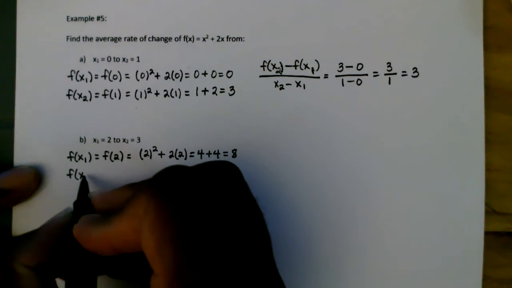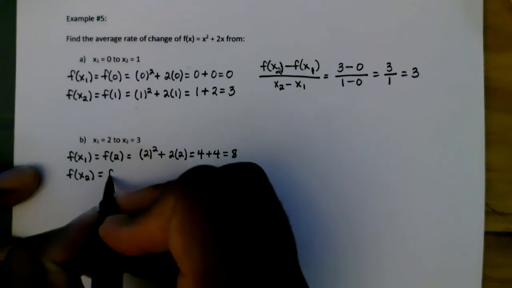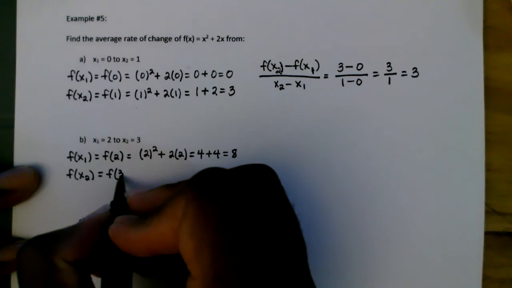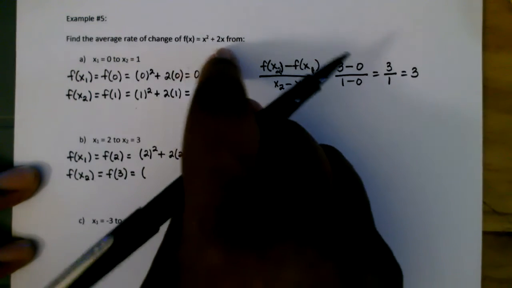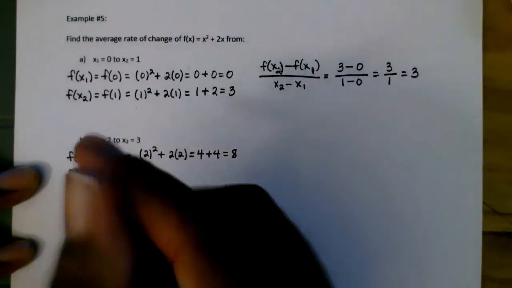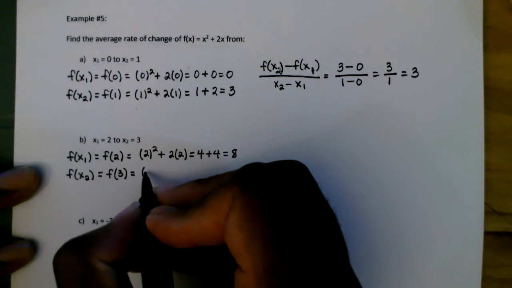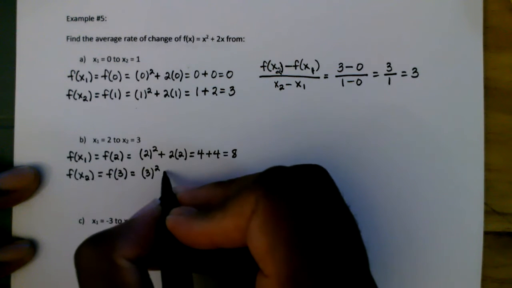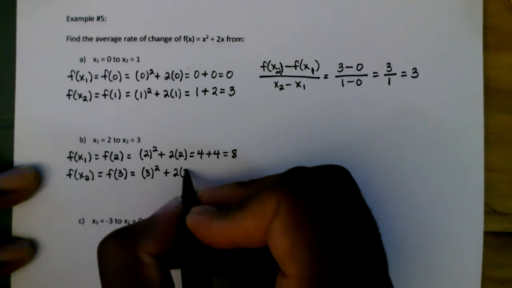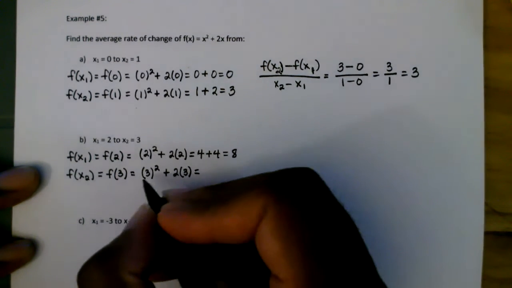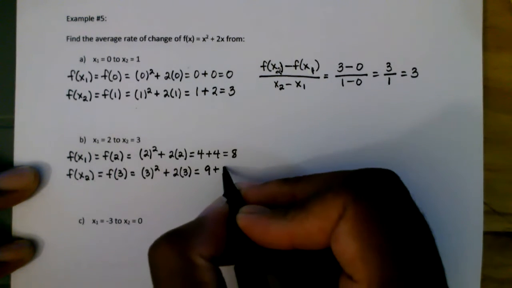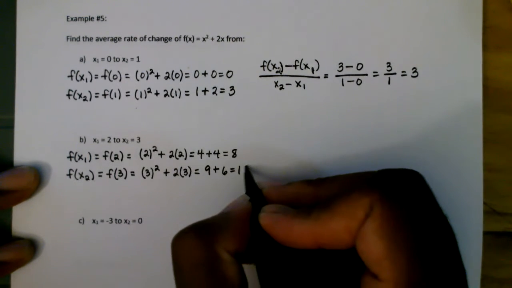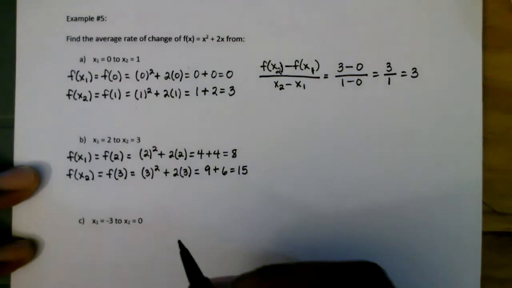And now for f of x2. x2 is 3, so we're going to be looking for f of 3. And again, substitute your x with 3. This will be 3 squared plus 2 times 3. 3 squared, or 3 times 3, is 9. Plus 2 times 3 will be 6. 9 plus 6 would be 15.